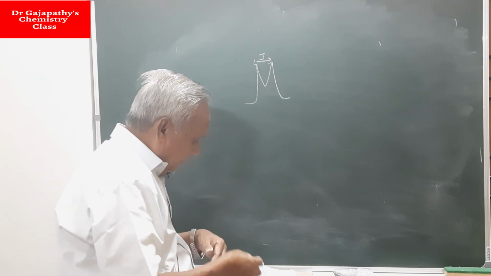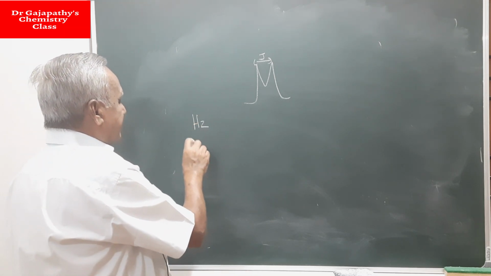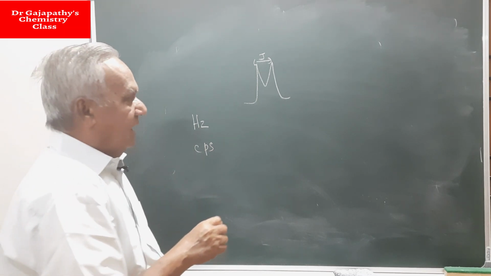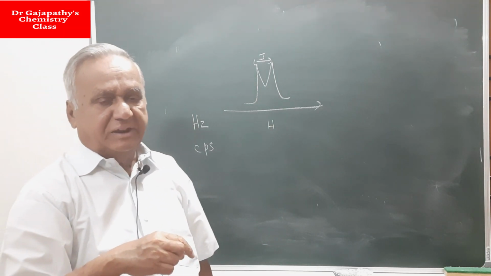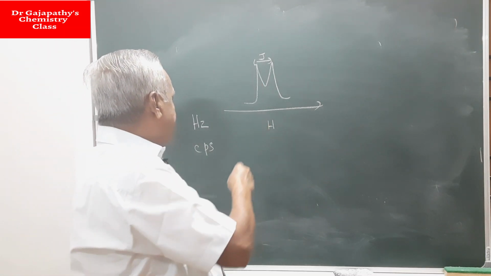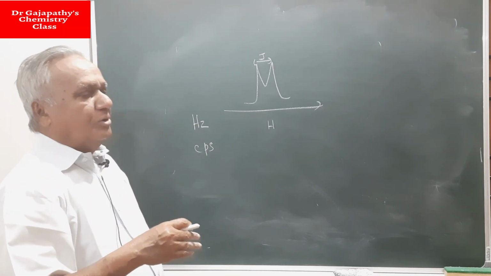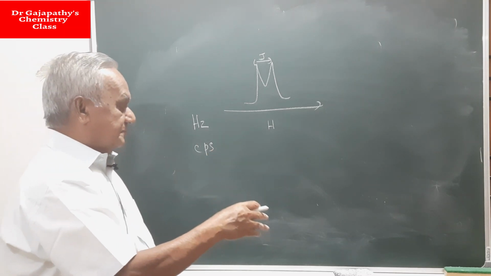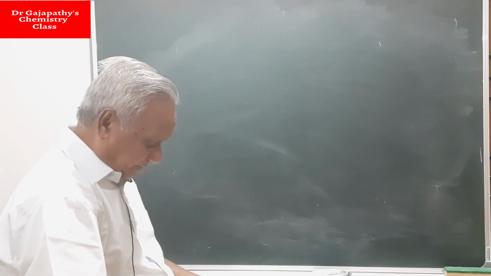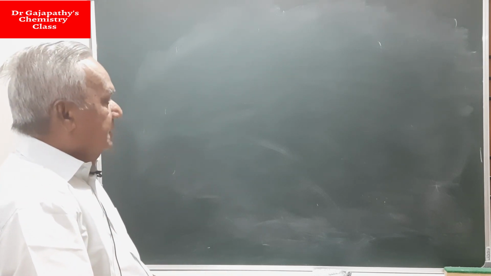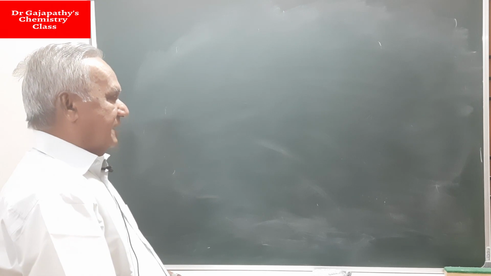But the thing is, you have to express it in terms of hertz or CPS. Actually, we have been recording the spectrum according to the field strength only. It is a field sweep technique, I told you. So at this particular field it has split. I want this in terms of hertz, radio frequency. So how to convert this into hertz? For this we follow a procedure, namely, convert this into hertz or cycles per second.